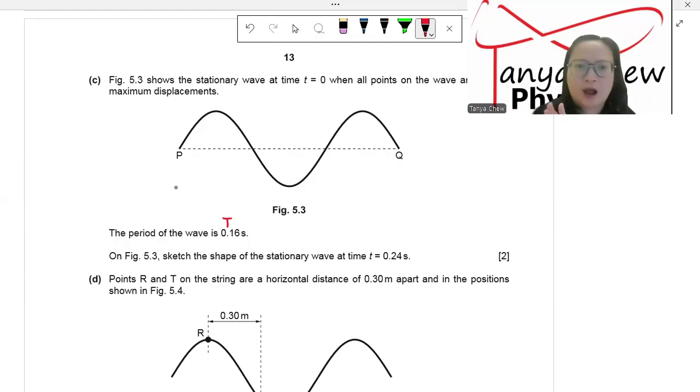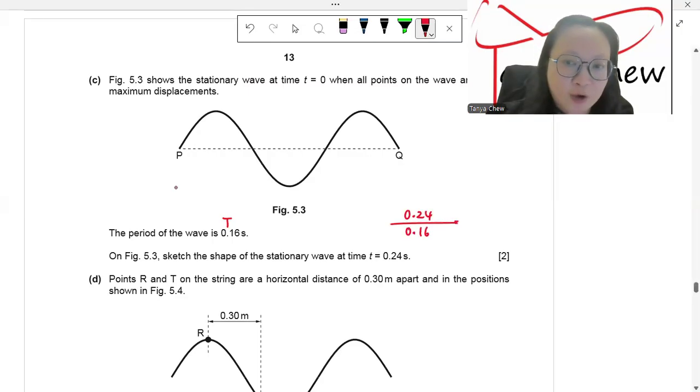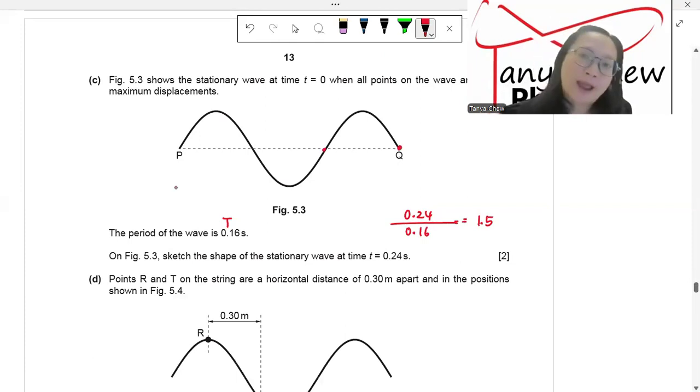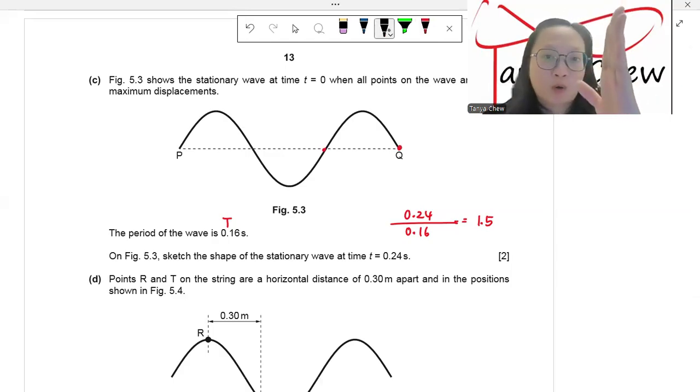Now I want to say how many waves is being formed, how many period has passed at the time of 0.24 seconds. So I take 0.24 divided by 0.16 and I got exactly 1.5. So that means 1.5 wave has already formed. So this is one wave and 1.5 wave. So what happens next is that this wave is reaching Q, which is the wall.